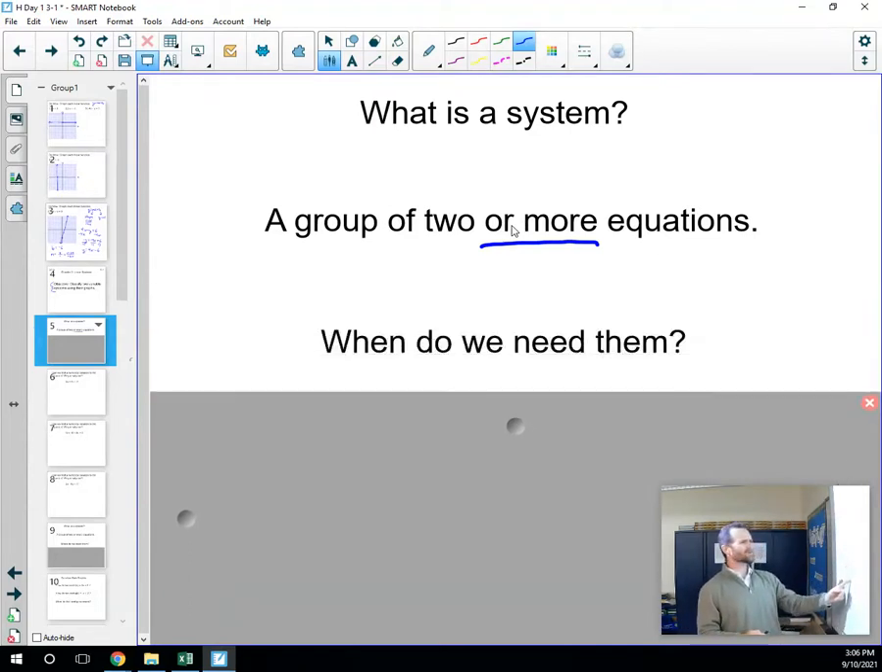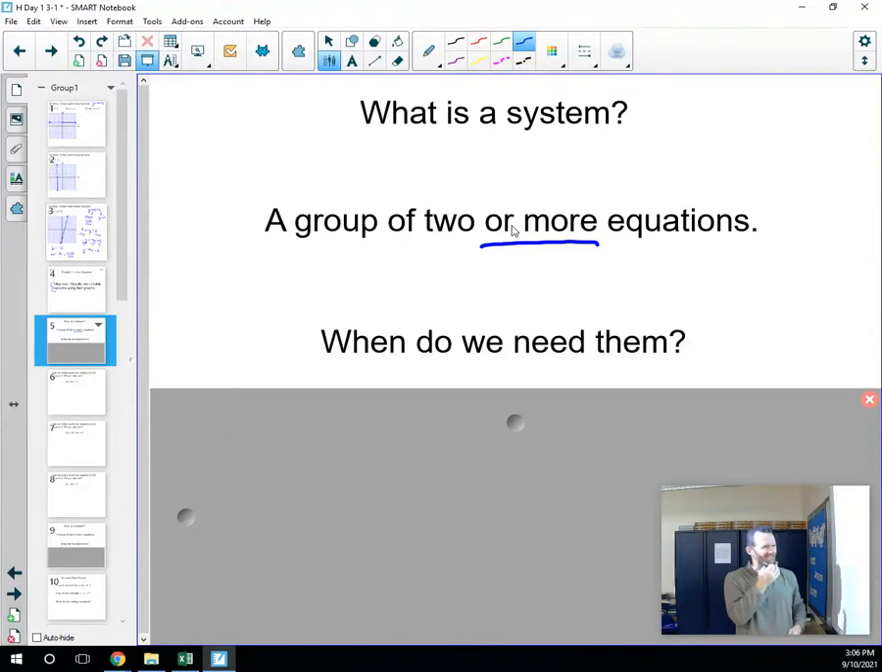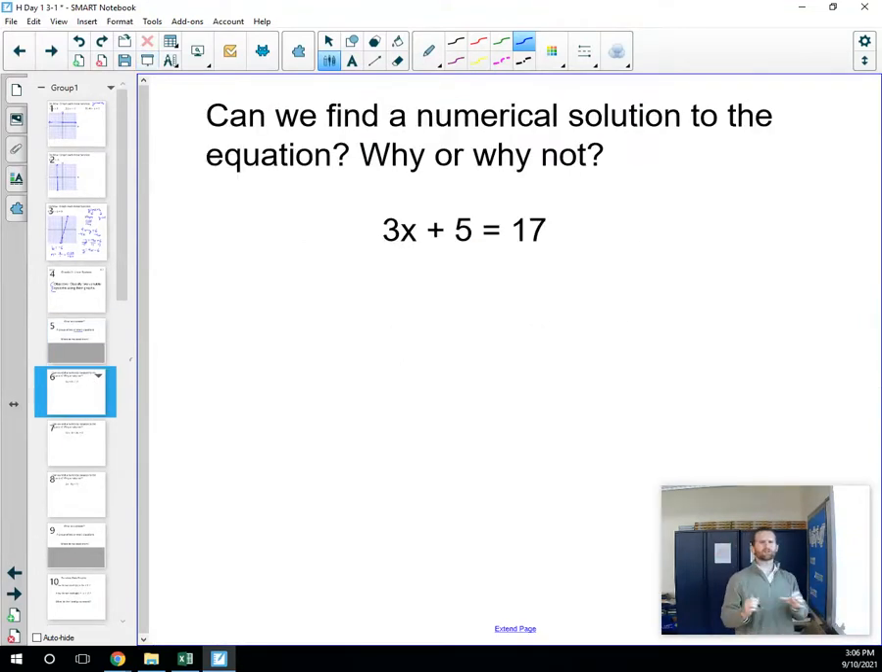And then the next question, which I can sort of understand someone saying is, all right, well, when do we need these things in math? Like, when is one equation not enough? When do we need more than one equation? Two or more, I should say. Let's take a look at a few examples, a few questions to figure this out. When do we need these things?